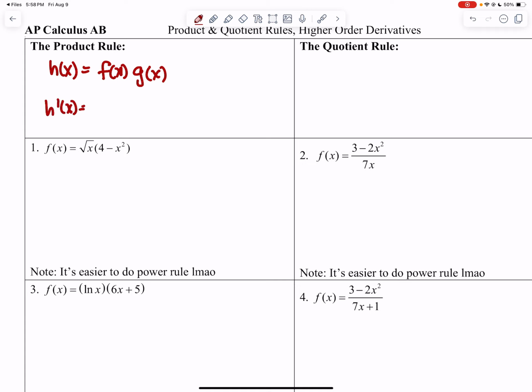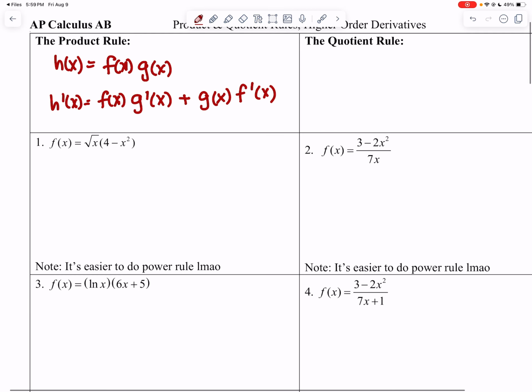So the derivative of this is just going to be the first function times the derivative of the second function plus the second function times the derivative of the first function. So first times the derivative of the second plus second times the derivative of the first. And that's what we're going to do for the product rule.